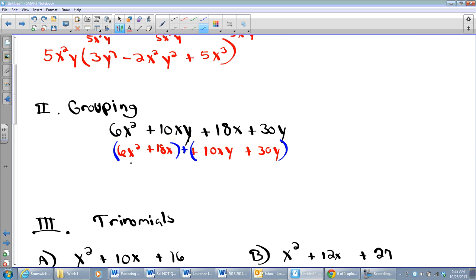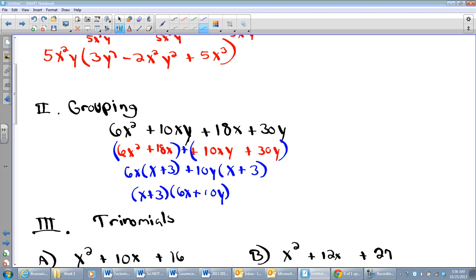All right, I'm going to pull out a GCF with the first quantity. I'm going to get 6x, which will be x plus 3. And then here I'm going to pull out a 10y, looks like, and I'll be left with an x plus 3. Look at that, I've got an x plus 3 in each quantity, in each group. So I'll have an x plus 3 to pull out, and I'll be left with a 6x plus a 10y. And there you go.